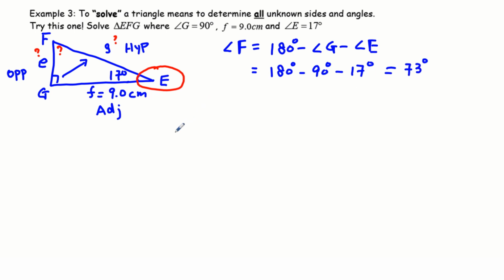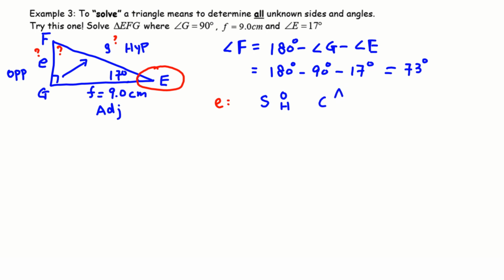Then after that, we are going to find the unknown side. For such a question, we need to focus on one unknown first. So we want to solve for side E first. We ignore the G, otherwise it will be hard to pick which ratio.